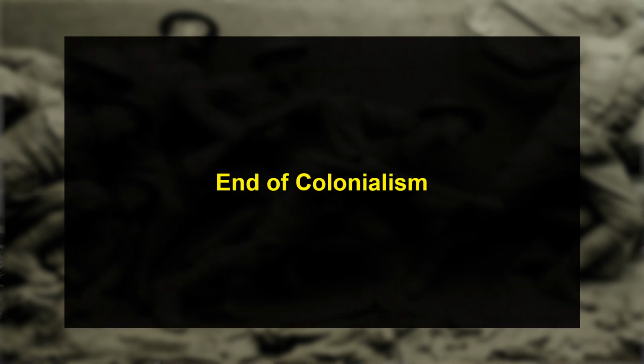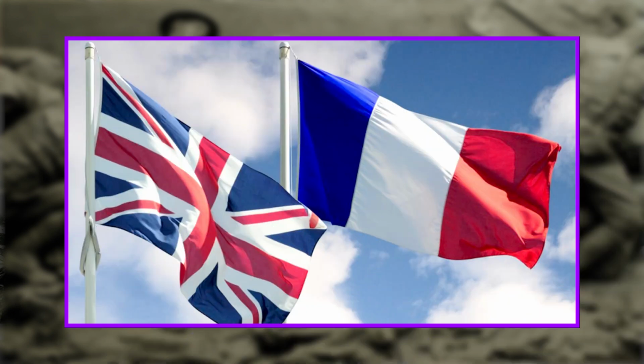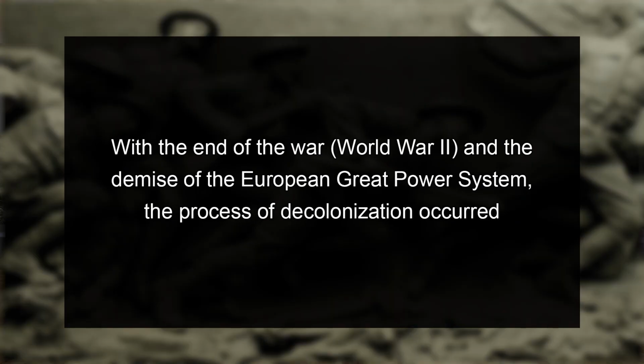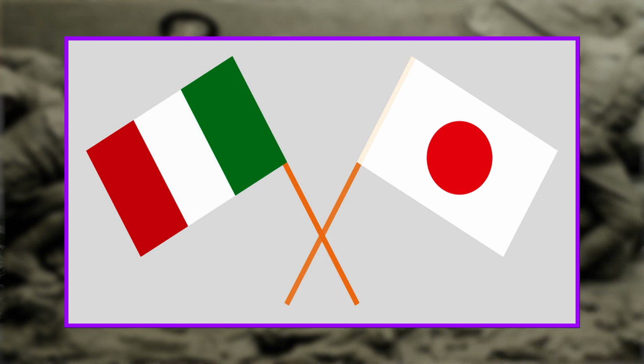Another immediate consequence of the war was the end of colonialism. After the war, Britain and France were confronted with various domestic and external problems. Both of them could no longer hold on to their respective colonies. Thus, the post-World War period witnessed the end of colonialism in Africa and Asia. With the end of the war and the demise of the European great power system, the process of decolonization occurred. The defeated powers which had overseas colonies or conquered overseas territories were forced by the Allies to surrender them. This was the case for Italy and Japan.